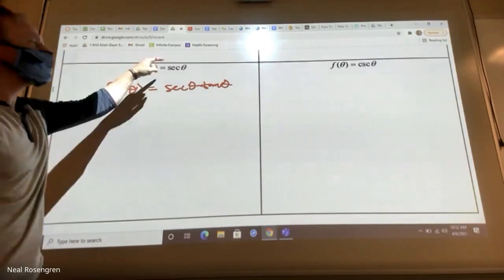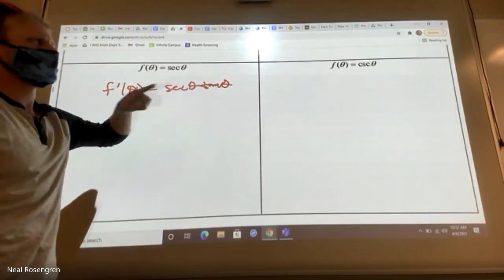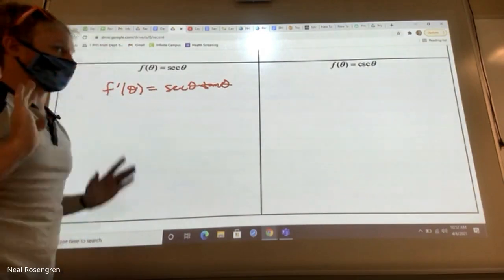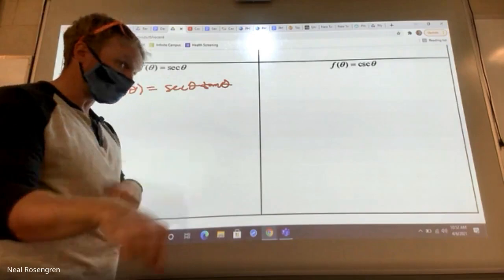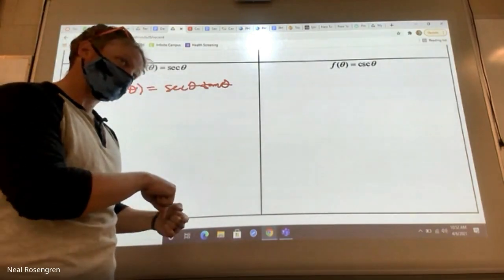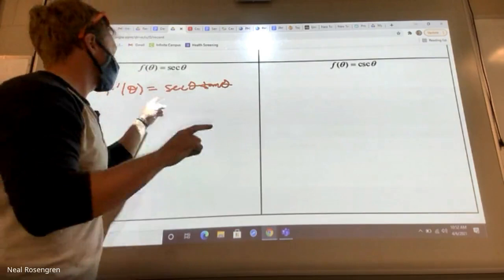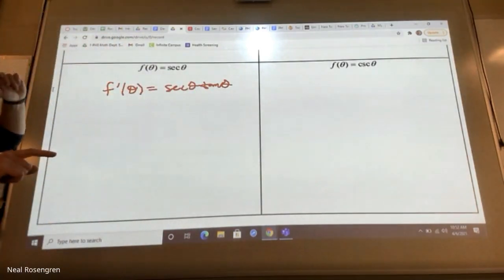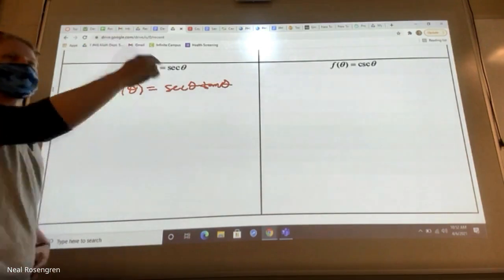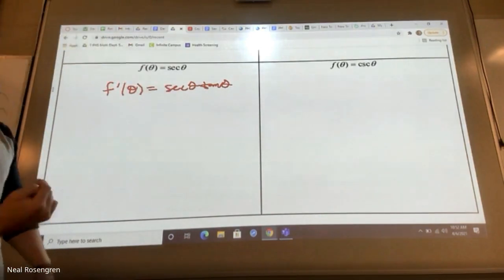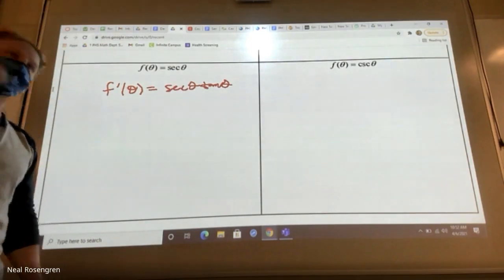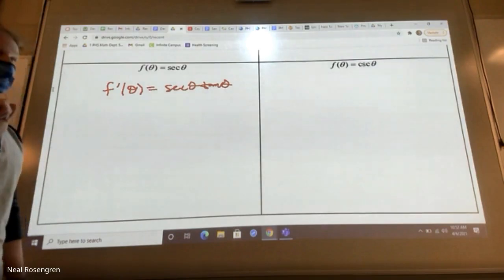Secant goes to secant tangent. So what do you think cosecant is? Cotangent. So you think it's going to be negative cosecant cotangent? I don't know, negative secant tangent. So just switch the sign? No, it's secant negative cotangent. So the derivative of tangent was secant squared. Yeah. The derivative of cotangent was negative cosecant squared.